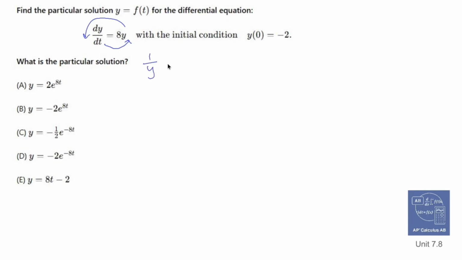Dividing y puts the 1 over y on the left, dy is still on the left, and that's going to equal 8 dt. Now we're going to integrate both sides, with respect to y on the left, t on the right. When I do that, I end up with ln of y plus some arbitrary c on the left, and 8t plus some arbitrary c on the right. Both c's aren't really necessary, so why don't I move that one and just get rid of it.